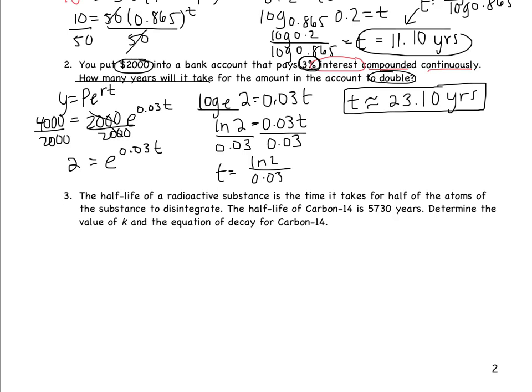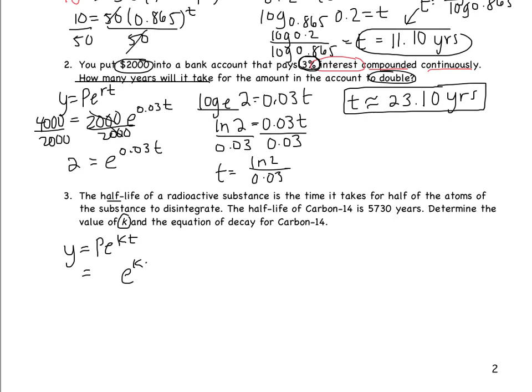Okay, so this one gave us a hint. It says determine the value of K. So I know that I need to use the continuous equation. That's the only equation that has a K. So that's the one that says y equals P e to the kt. Okay, so nowhere does it say that this carbon-14 is decaying continuously, but that's implied when I'm asked to find K. Now, let's fill in what we know. We know that e is going to stay e. We know that K is going to stay K because I'm solving for K. And then I need to think about what I have.